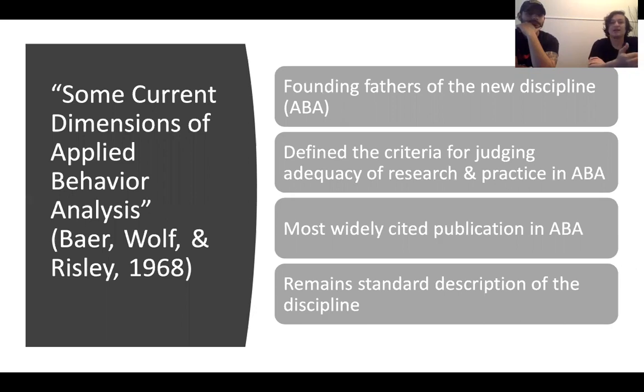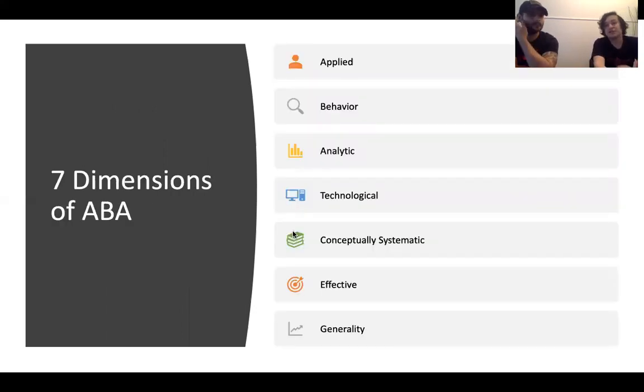And again, this paper is one of the most widely cited publications in applied behavior analysis. And you can imagine why, right? Because these are kind of like the guidelines and the standard by which we define and talk about our discipline of applied behavior analysis. So these dimensions are classified into seven, right? So we have applied, behavioral, analytic, technological, conceptually systematic, effective, and generality. And again, this page is more of an overview, so I'm not trying to scare you yet. You don't have to know them yet, but we will talk about them in depth, okay?